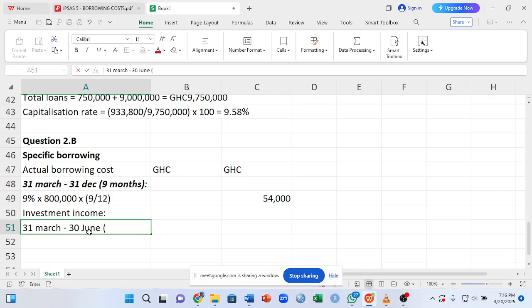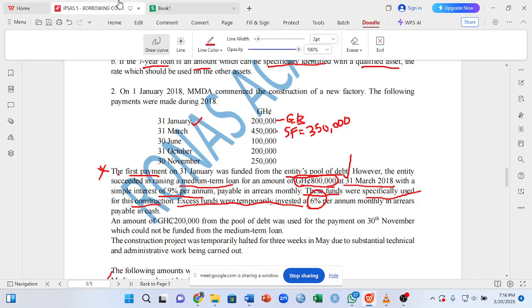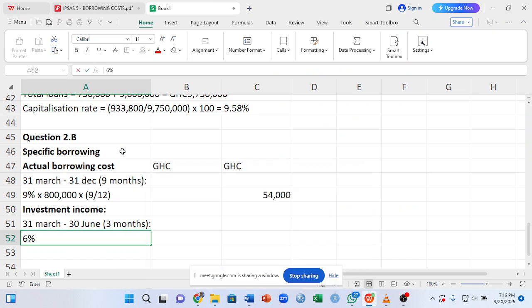So how many months is that? 3 months. So we calculate the interest in that regard. We pick the surplus percentage, which is 6%. Then we multiply by the idle amount.